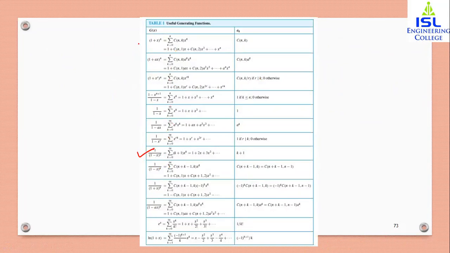We have already seen this one, and till here we have seen. From here, this is a new formula. You can refer to it directly from this lecture, or you can even refer to the textbook. You have to remember that if we have a series of this form, infinite series, 1 plus 2x plus 3x square plus and so on up to infinity, it will be equal to 1 by (1 minus x) whole square.